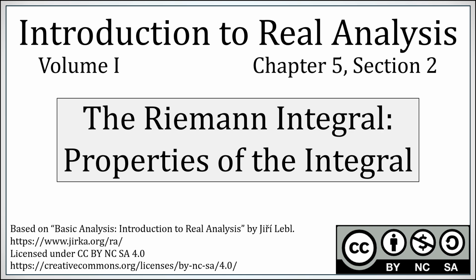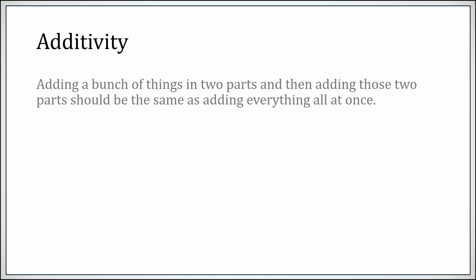We continue now in Chapter 5, Section 2, Properties of the Riemann integral. So first we're going to address additivity. Adding a bunch of things in two parts, and then adding those two parts together should be the same thing as adding all of those things all at once.